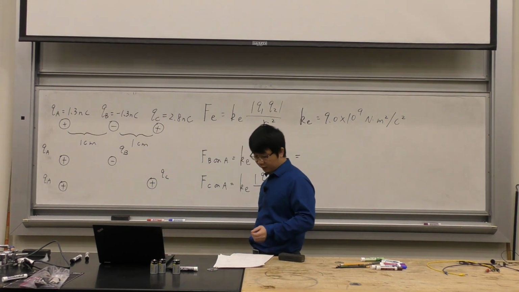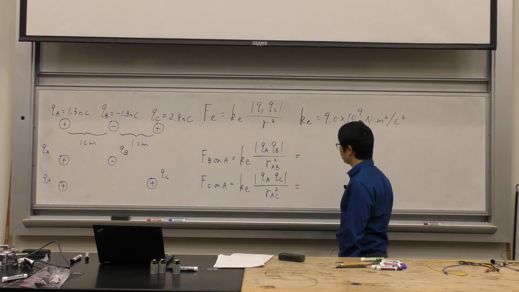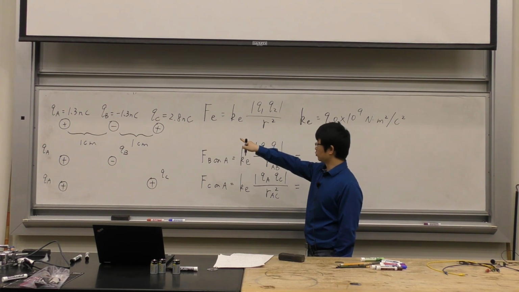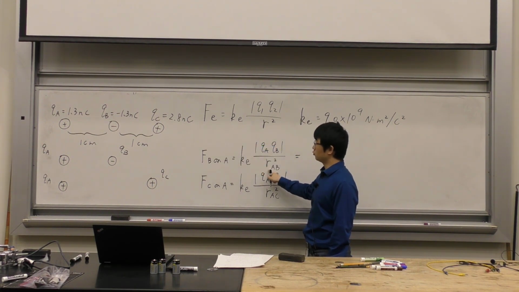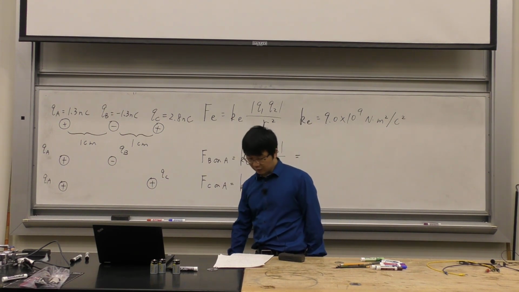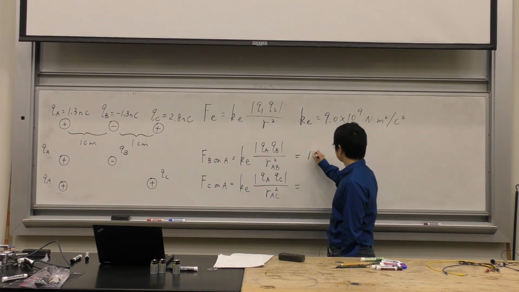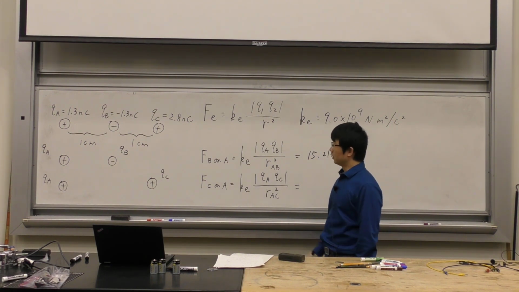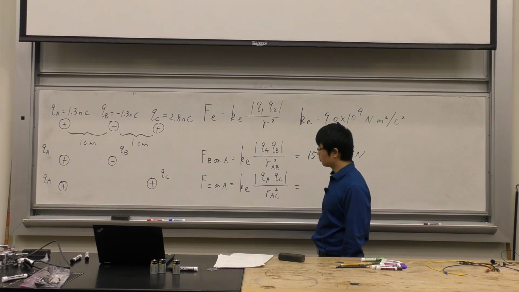All right, so let's see. What are the numbers I got? First of all, I put numbers in this equation, QA, QB, right? You convert nanocoulombs to coulombs, centimeters to meters. Don't forget the square, and k is a constant. So this number I got, 15.21 times 10 to the negative fifth newtons. Okay, that's the magnitude. What is the direction?